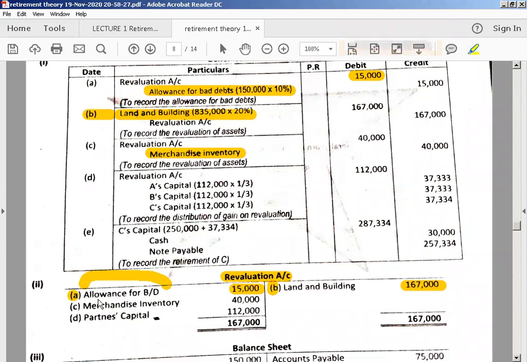Okay, anyhow, this account which I would like to highlight is this allowance for bad debts.